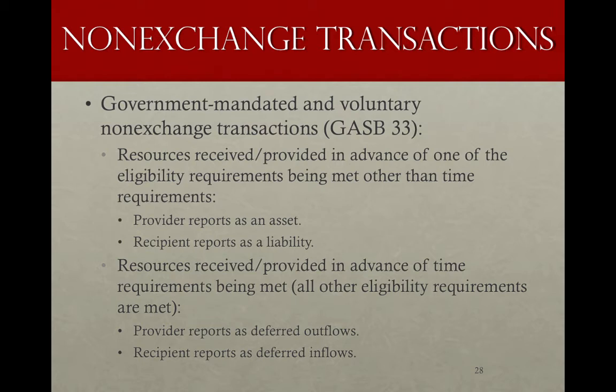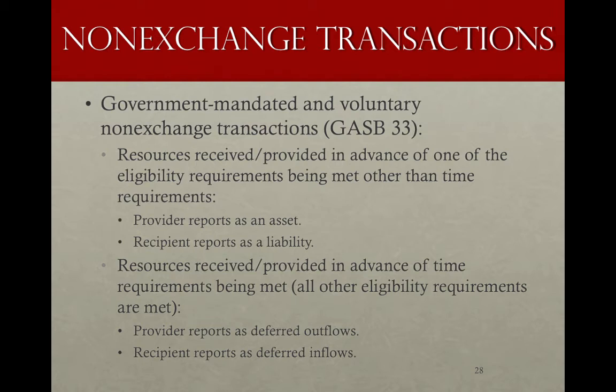So the reason it doesn't recognize a liability is because it doesn't have to give that money back. It's already met any eligibility requirements if they existed. So it's entitled to that money now. But there's a limitation that says you can't spend it this year. You can't spend it until next year. So when next year arrives, they can eliminate the deferred inflow and at that point recognize the revenue.